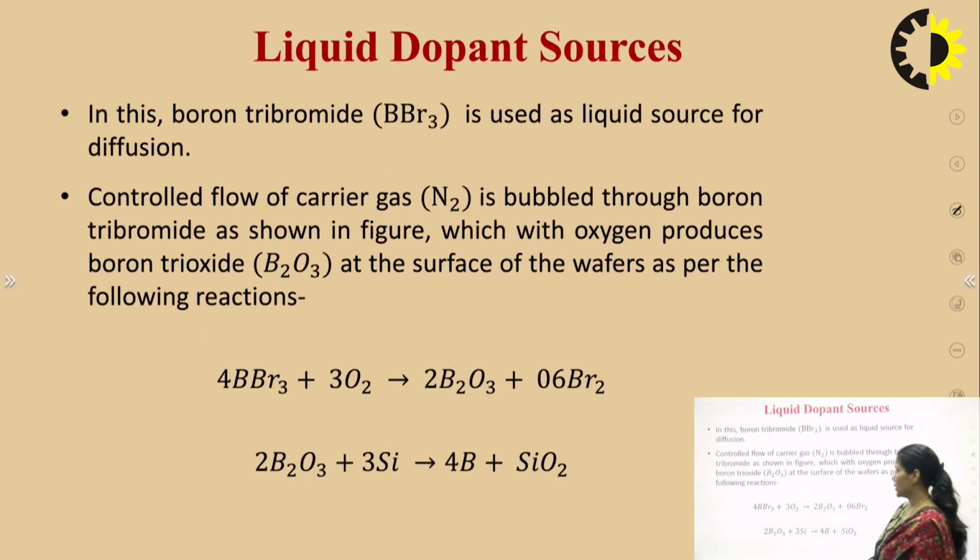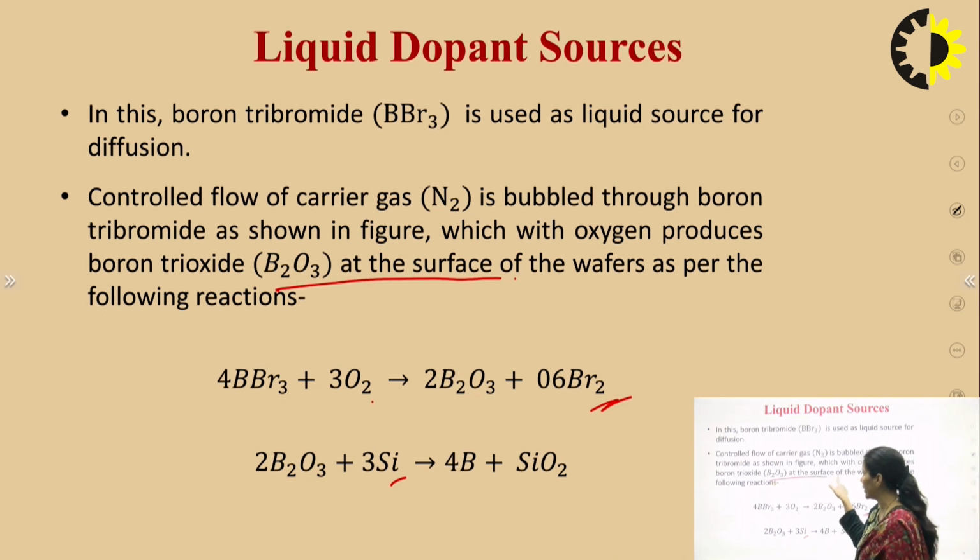Which reaction? Boron tribromide, when it reacts with oxygen, gives B2O3, that is the boron trioxide, and the byproduct is bromine. Again, this boron trioxide reacts with silicon, that is the silicon substrate, to produce boron, that is the boron gets diffused inside the substrate, and the byproduct is SiO2. So the controlled flow of carrier gas N2 is bubbled through the boron tribromide, as shown in the figure, which with oxygen produces boron trioxide at the surface of the wafers, as per the following reaction.